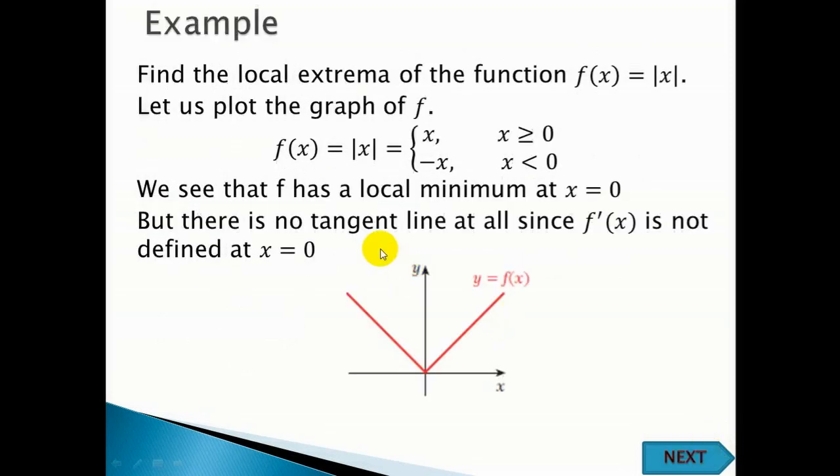Okay. In the next example, find the local extrema of the function f(x) = |x|. Let us plot the graph of f. The absolute value of x has two meanings: plus x if x is more than or equal to 0, and minus x if x is less than 0. We see that f has a local minimum at x = 0. But there is no tangent line, and f'(x) is not defined there. So you just have the local minimum at x = 0.